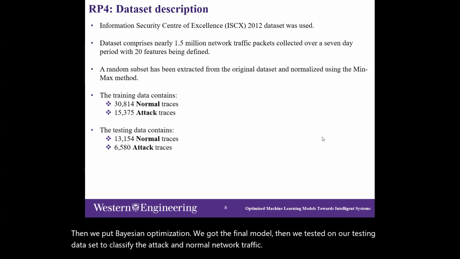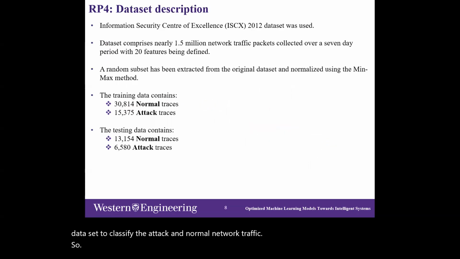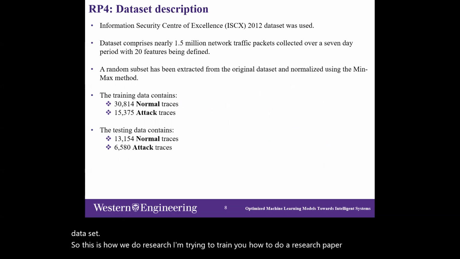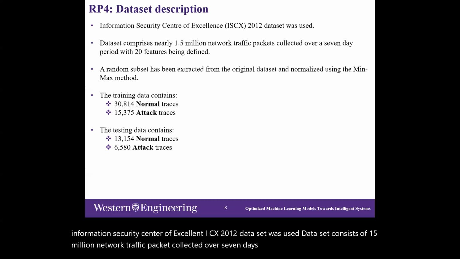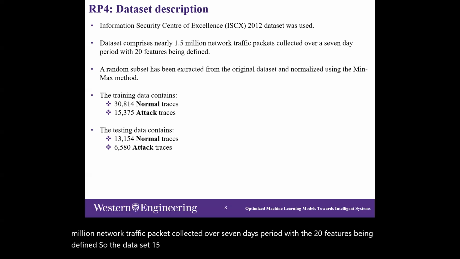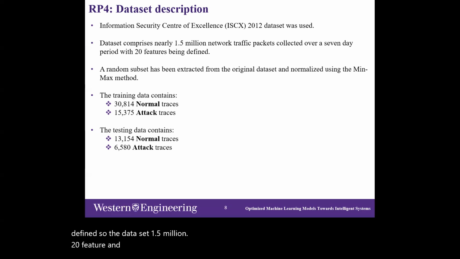This is the description of the data set. In your project, I need a description of each data set. This is how we do research. I'm trying to train you how to write a research paper. The Information Security Center of Excellence ISCX 2012 dataset was used. The dataset consists of 1.5 million network traffic packets collected over a 7-day period with 20 features defined. So the dataset has 1.5 million records, 20 features, and its target is network traffic.